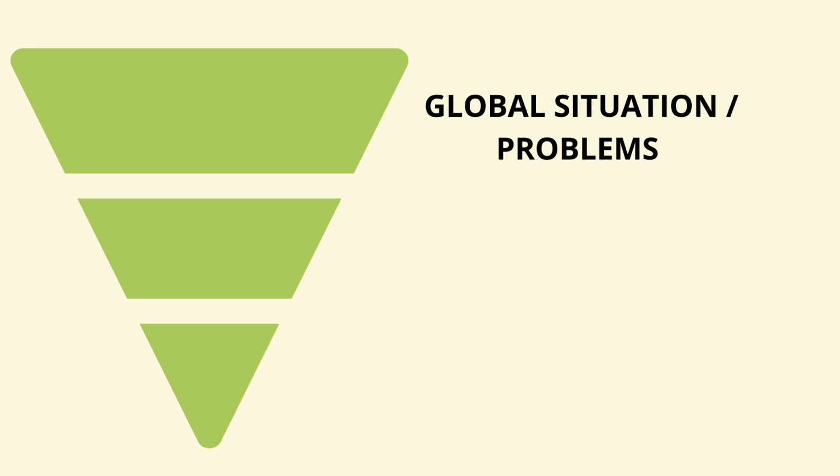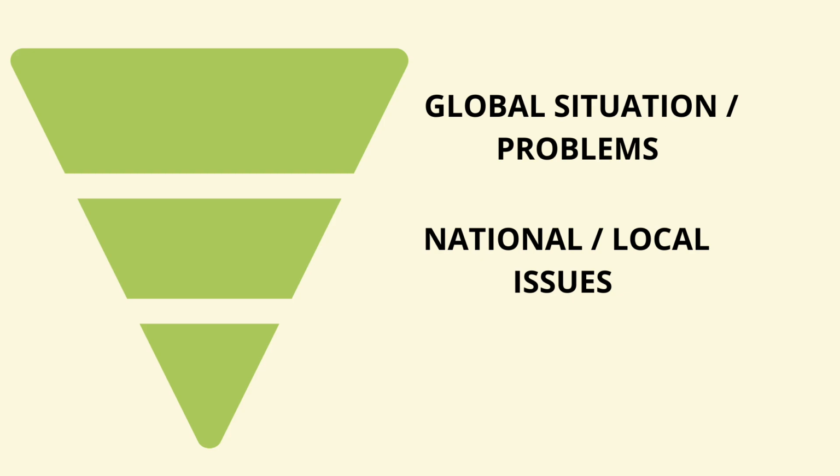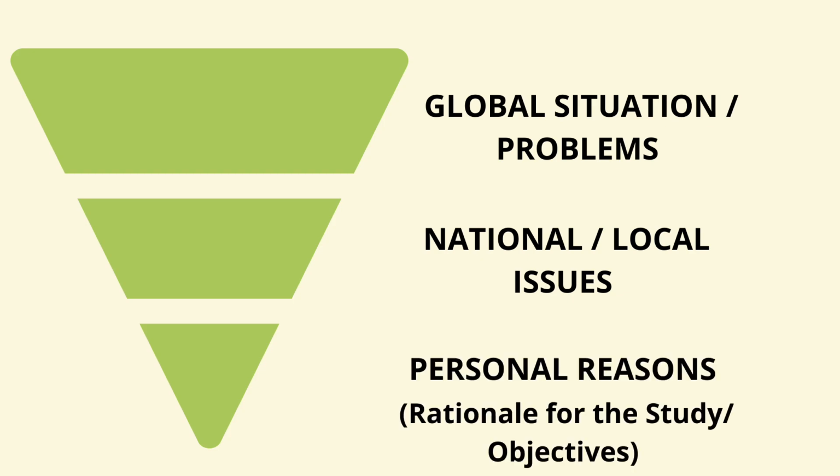What do you see or what is happening now in the world that you want to address? Is there a global concern that you want to address? Next is national or local issues or concerns. Look around you, what is happening in the Philippines, what is happening in your community, and discuss how you want to address these concerns. And last but not the least, how you came up with this research study. What are your objectives? What is your rationale behind it? So this is how you write your problem statement in your background of the study using the inverted pyramid.